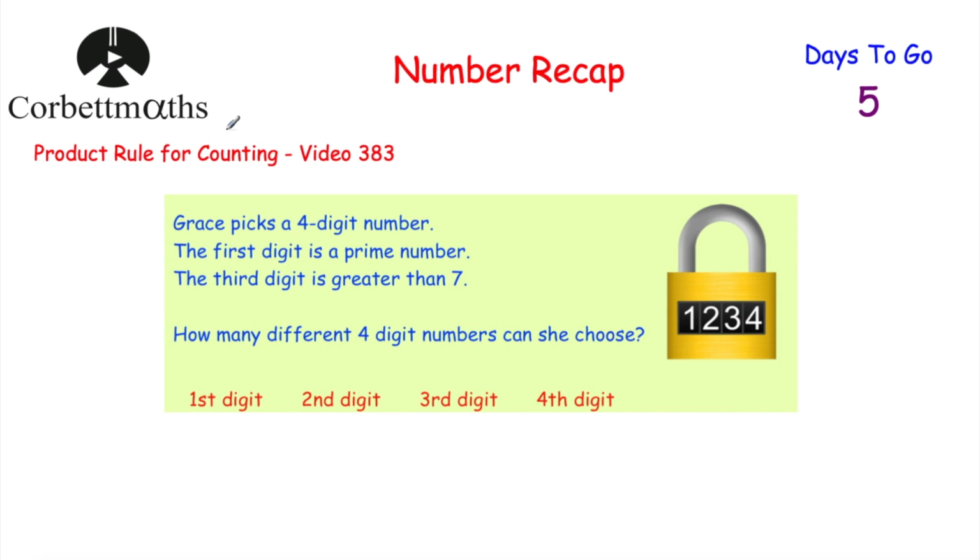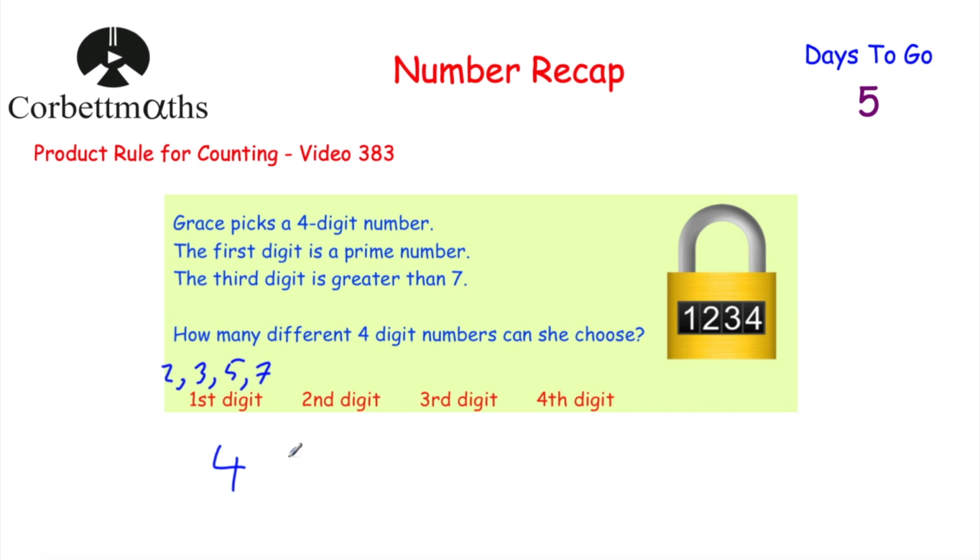And our last topic is the product rule for counting, and this is really useful to find out how many possible combinations of things there may be. So here we've got a situation such as Grace picks a 4-digit number for her lock. The first digit is a prime number. The third digit is greater than 7. And we've been asked how many different 4-digit numbers can she choose. So in terms of the first digit, she could have 2, she could have 3, she could have 5, or she could have 7. So there's 4 different possible prime numbers she could have in that first digit.